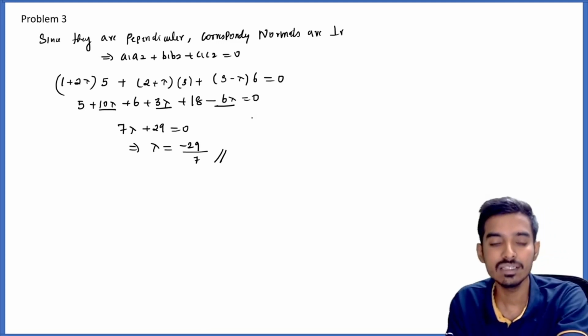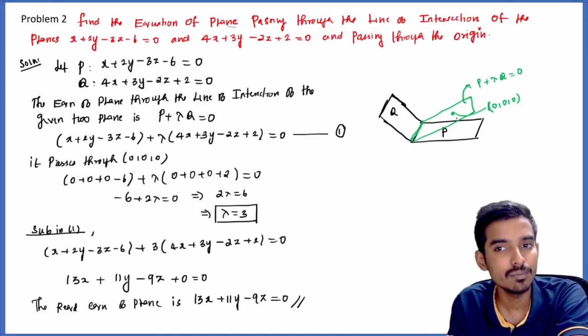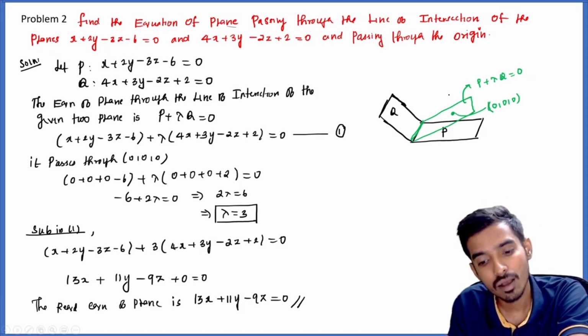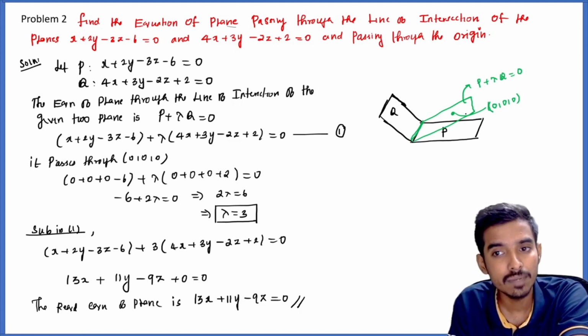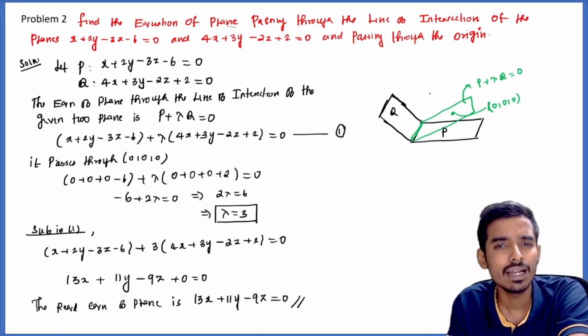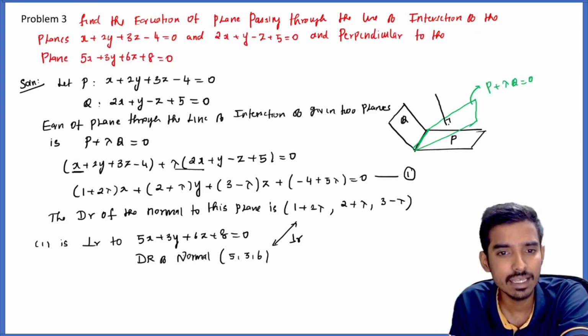In the previous cases, we found lambda very easily by simply substituting the point. Here, they haven't said that it is passing through a point. Alternatively, they have said that this plane is perpendicular to some other plane. That means the corresponding normals are perpendicular. The direction ratio of the normal for this plane is 1 plus 2 lambda, 2 plus lambda, 3 minus lambda. And the direction ratio for the normal to the other plane is 5, 3, 6. So these two are perpendicular.